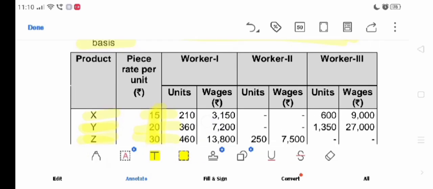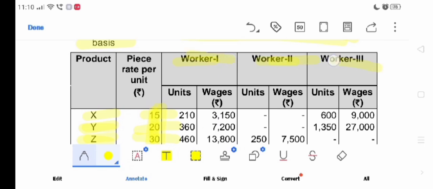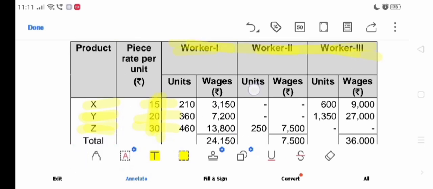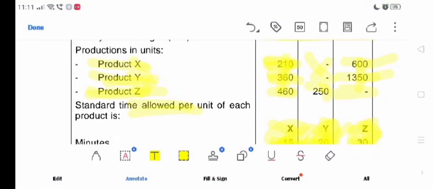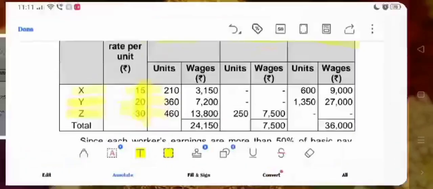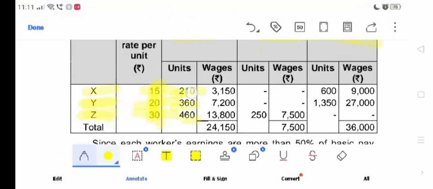Next, workers 1, 2, 3. There are 3 workers, and how many units have they produced? In the question they have given 210, 360 and 460. These units are produced by worker 1. He has produced all 3 products: 210 units of product X, 360 units of product Y and 460 units of product Z. Per unit 15 rupees, so 3,150, 7,200 and 13,800 he is going to earn. So the total comes to 24,150.